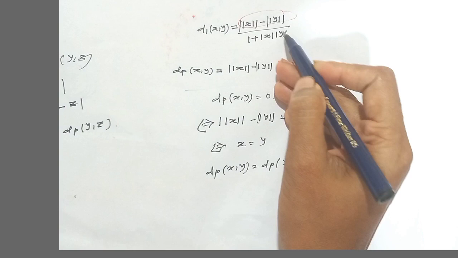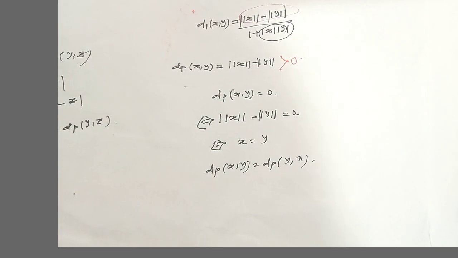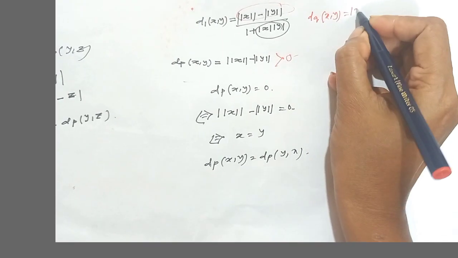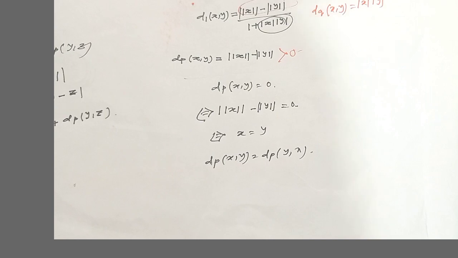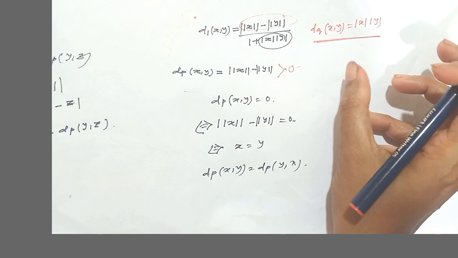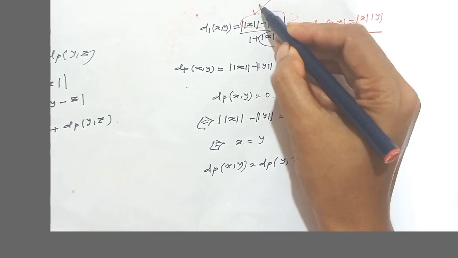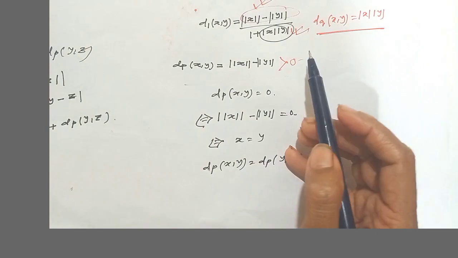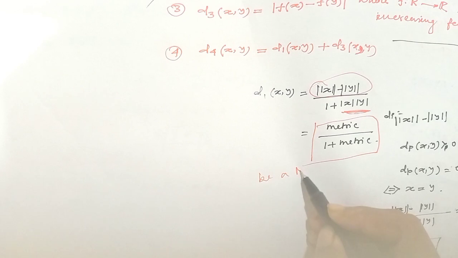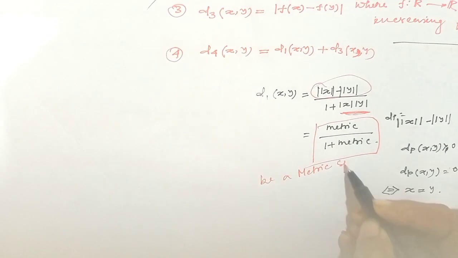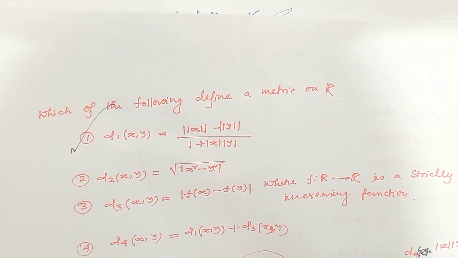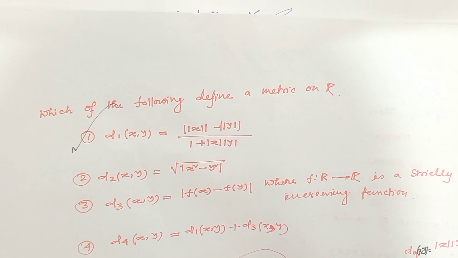Next, consider this part, denoted as dq(x,y) equal to absolute value of x times absolute value of y. Obviously, this is a metric. Just try it yourself, this is a very easy part. And since this is a metric and this is a metric, a metric over 1 plus a metric is always a metric space. I hope all my viewers have understood why this is a metric space.